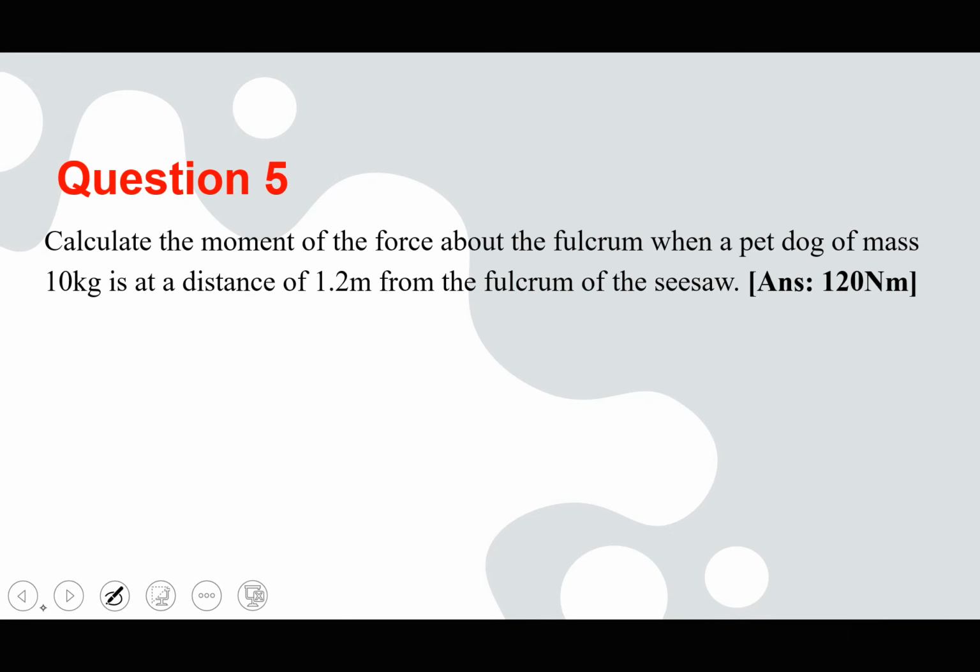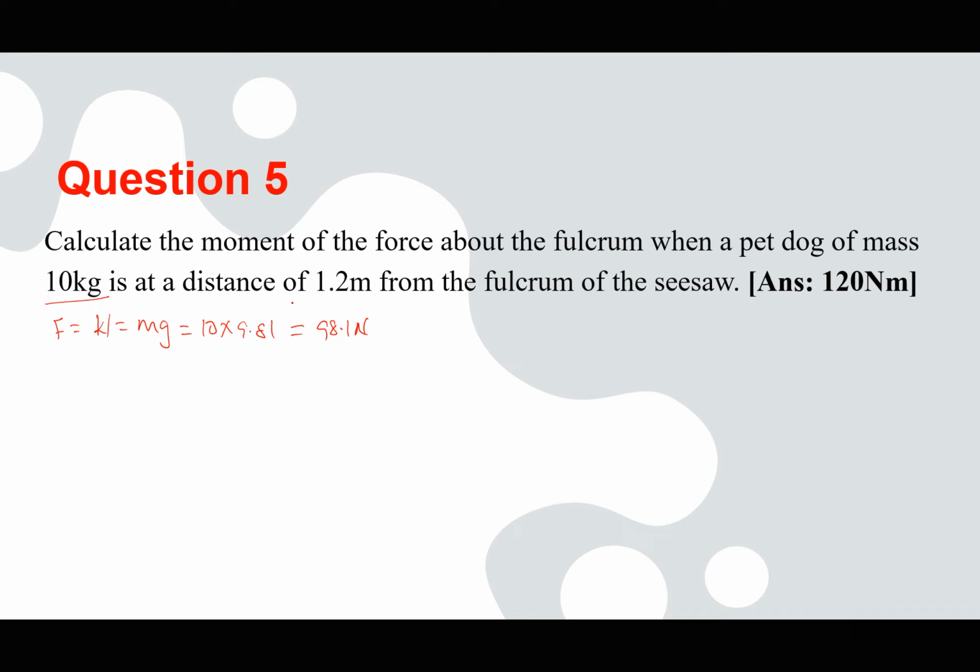Calculate the moment of the force about the fulcrum when a pet dog of mass 10 kilograms is at a distance of 1.2 meters from the fulcrum of the seesaw. So the force is going to be equal to the weight, which is mg. So this will be 10 times 9.81, which is going to be 98.1 newtons. So that is the force.